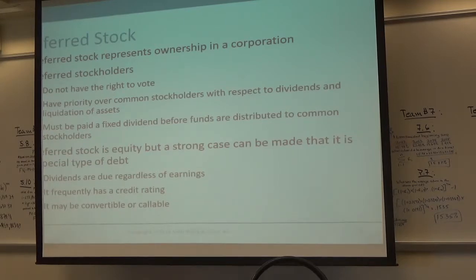And preferred stock is equity, but a strong case can be made that it is a special type of debt. Dividends are due regardless of earnings, so no matter how much the company's making, the preferred stockholders have to be paid their exact dividends. And it frequently has a credit rating, and it may be convertible or callable.